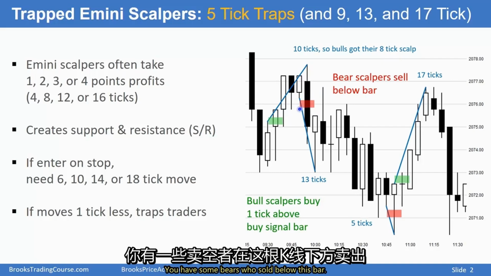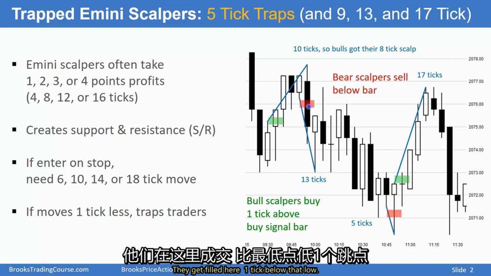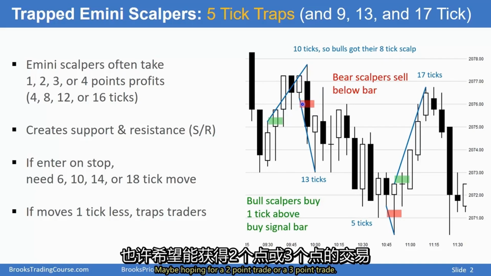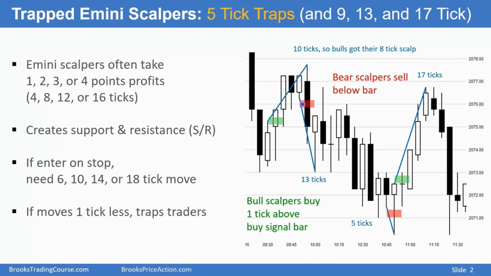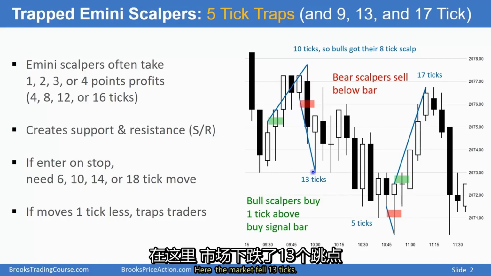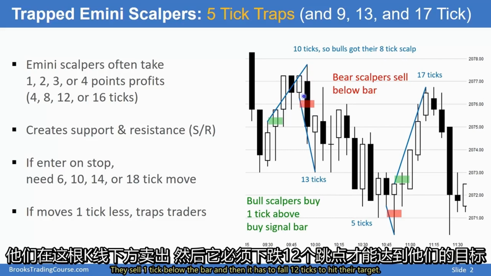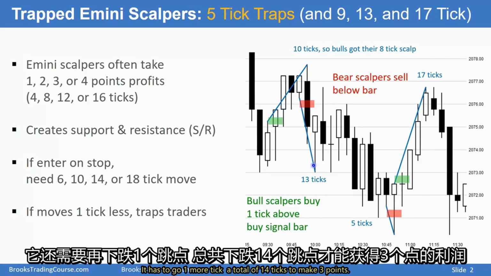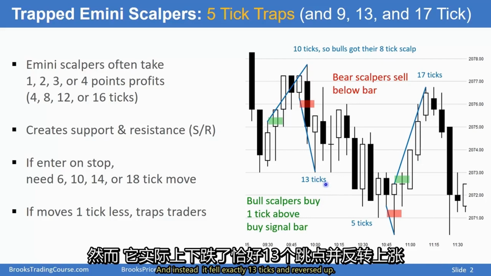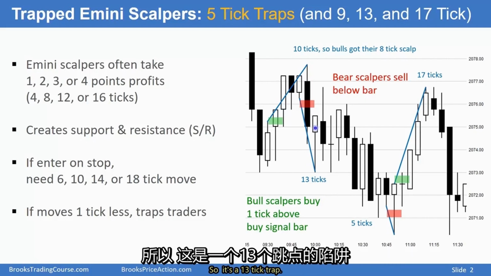You have some bears who sold below this bar. They get filled here, 1 tick below that low, maybe hoping for a 2-point trade or a 3-point trade. Here, the market fell 13 ticks. Those bears who were hoping for 3 points needed it to fall 14 ticks to make 3 points profit. They sell 1 tick below the bar, and then it has to fall 12 ticks to hit their target. It has to go 1 more tick, total of 14 ticks to make 3 points. And instead, it fell exactly 13 ticks and reversed up. So it's a 13-tick trap.